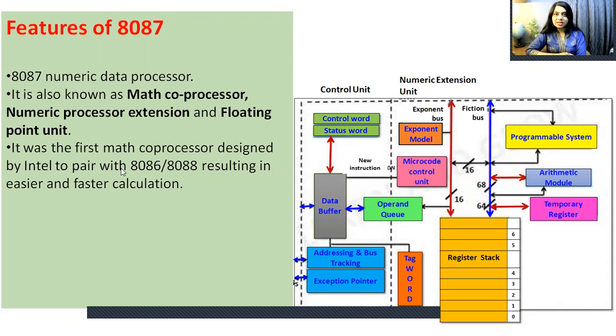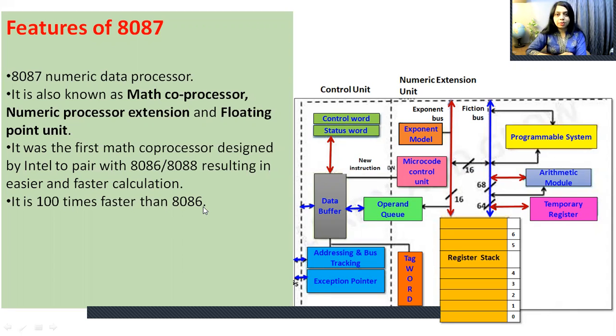So 8087 is designed by Intel and it is compatible with 8086, Intel's 16-bit microprocessor, as well as with Intel's 8088 16-bit microprocessor. It is faster in calculation than the 8086 microprocessor. Why is it faster? Because it has some strong instructions which are capable of processing calculations very fast. It is 100 times faster than 8086.